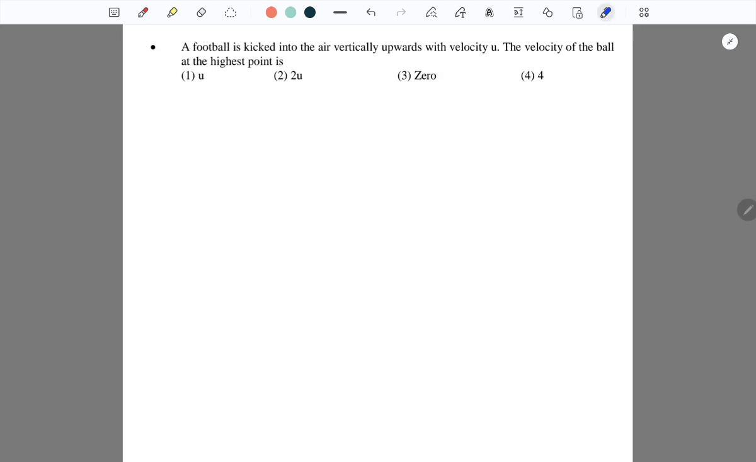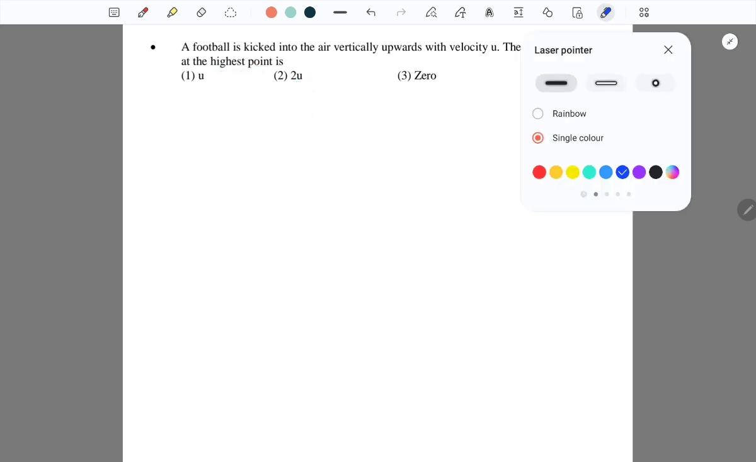All right, next question. A football is kicked into the air vertically upwards with velocity u. The velocity of the ball at the highest point you already know. When you kick the ball, it goes this way. For example, the highest point velocity is 0.